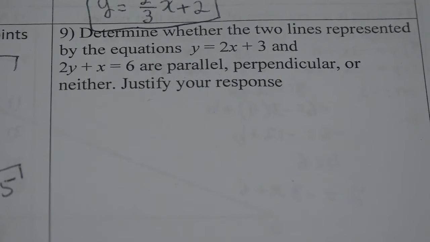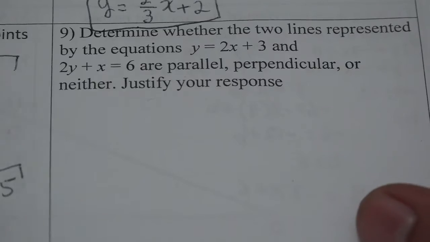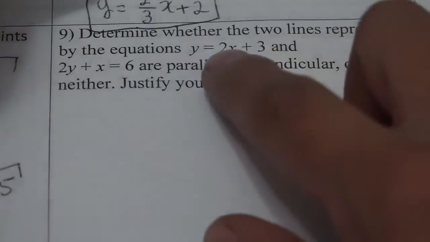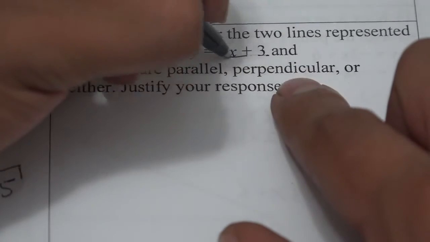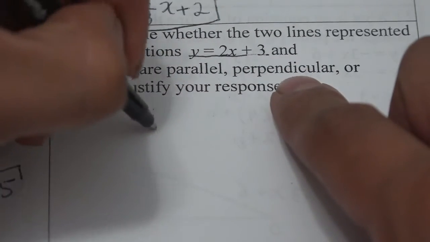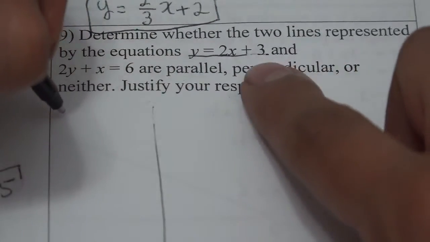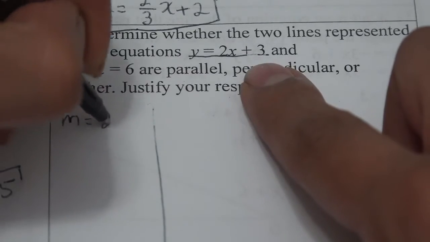Determine whether the two lines represented by the equations are parallel, perpendicular, or neither. Justify your response. Okay, so let's find out the slope of this line. I'm gonna start with this one. So I'm gonna create two scenarios. So the slope of this line automatically is 2.